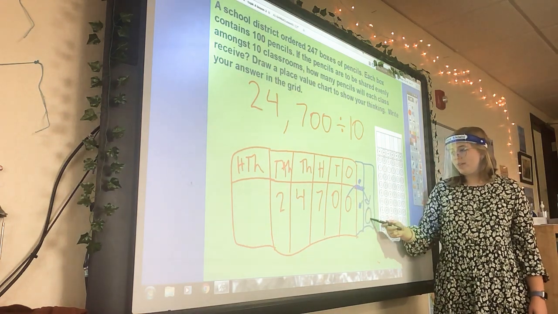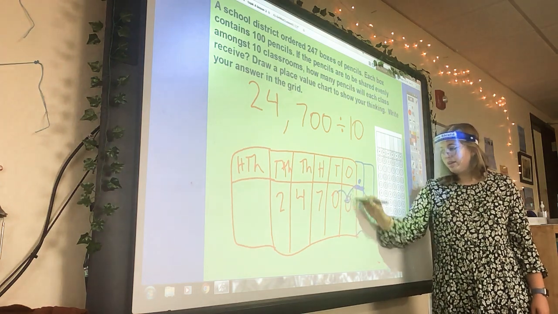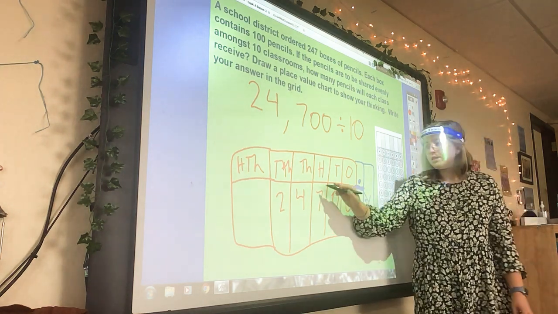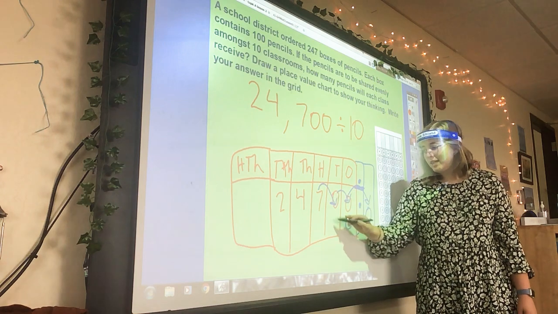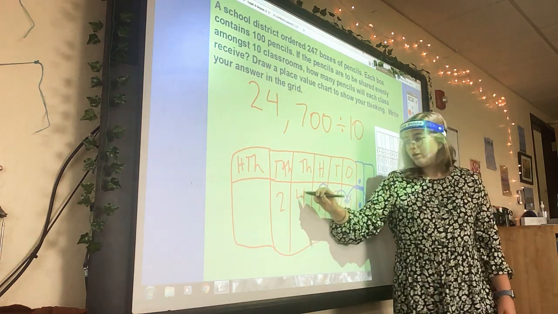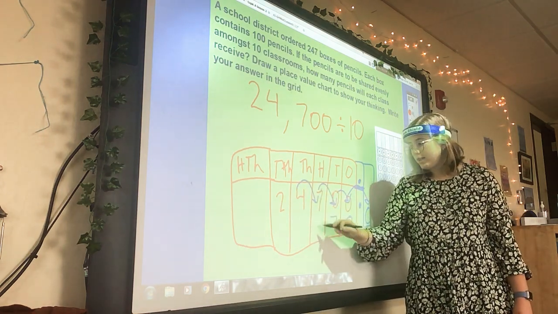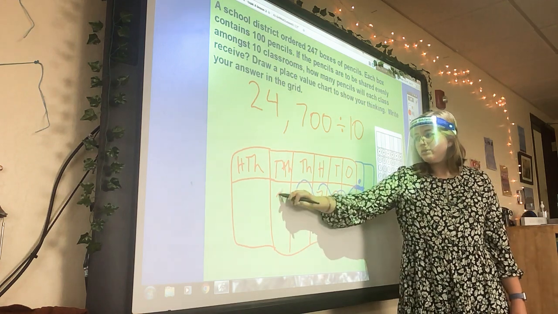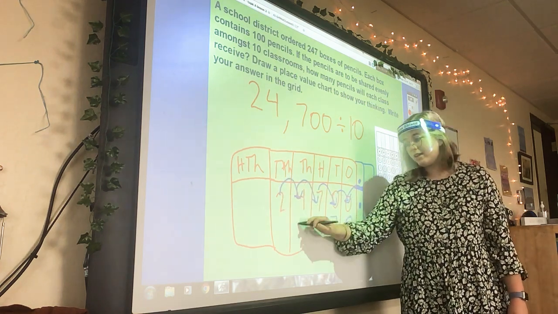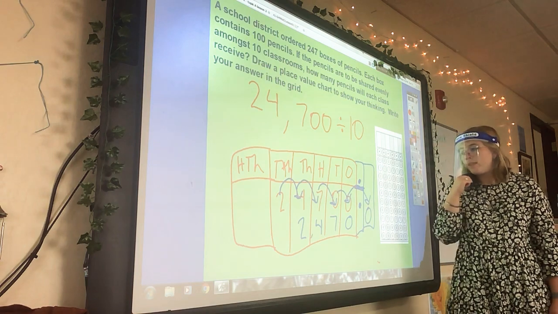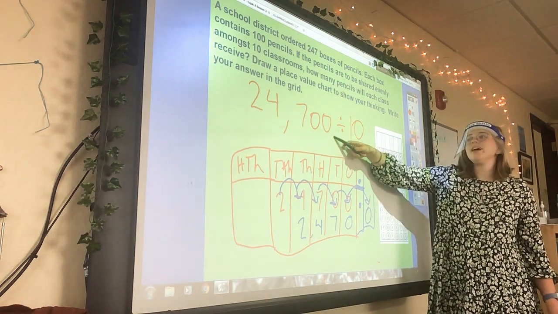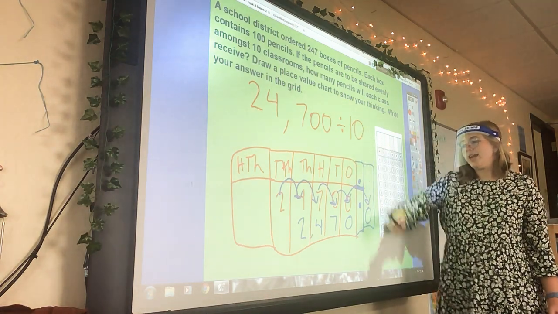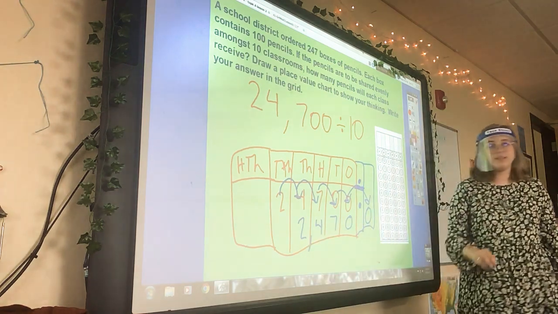So that 0 moved over here. That 0 moves here to the ones. The 7 moves from the hundreds to the tens. The 4 moves from the thousands to the hundreds. And the 2 moves from the 10,000s to the thousands. Okay? So we divided 24,700 by 10, and we got 2,470.